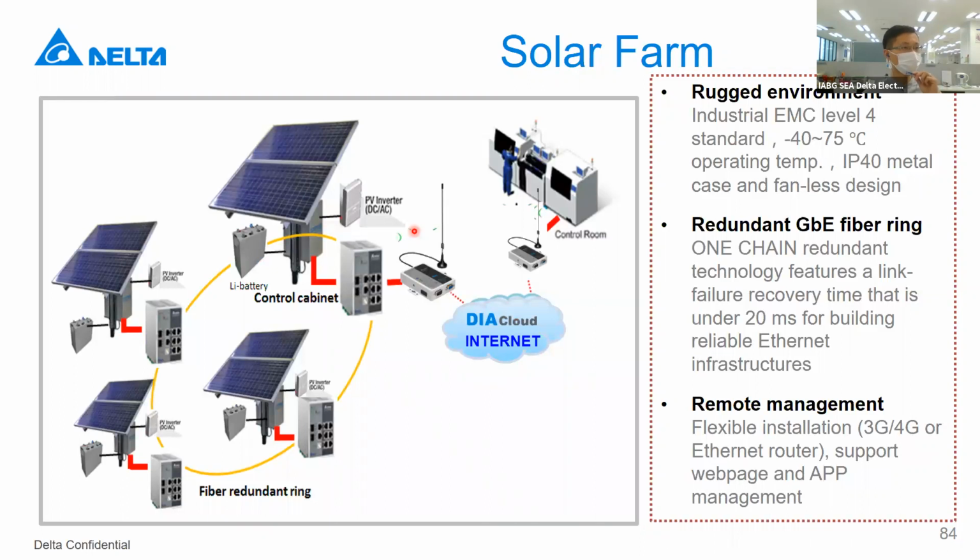And then the next one is a solar farm. For the solar farm, the customer wants to monitor the real-time data from each of the solar panels. So in this case, we integrate with the Ethernet switch and build up the ring network, and then link with the routers, cloud routers, and then send to the control room.